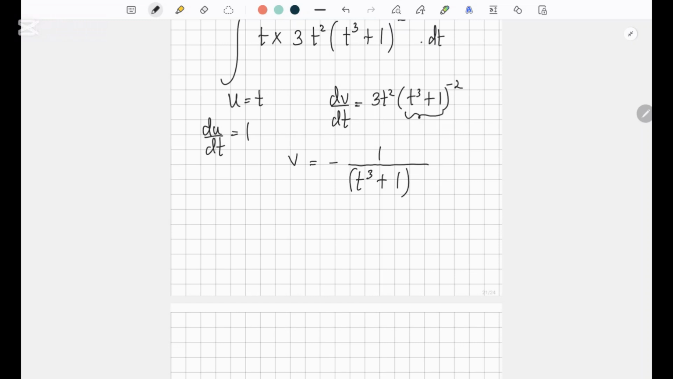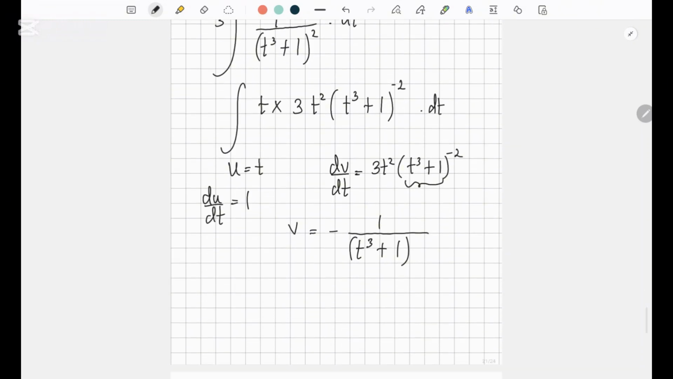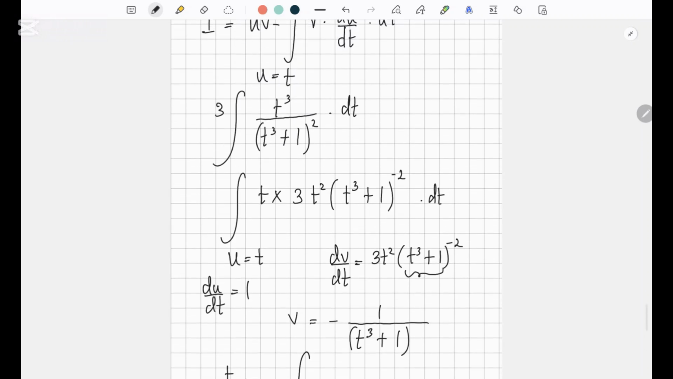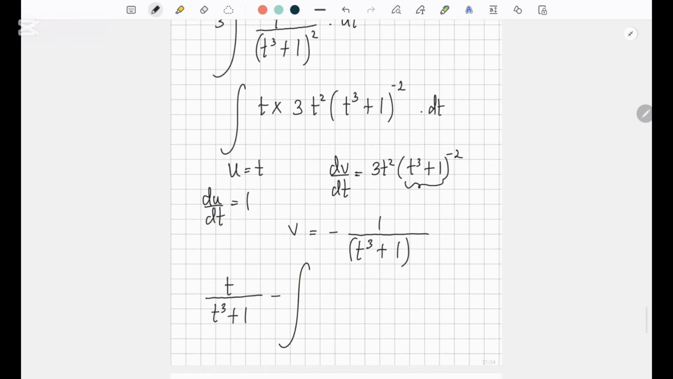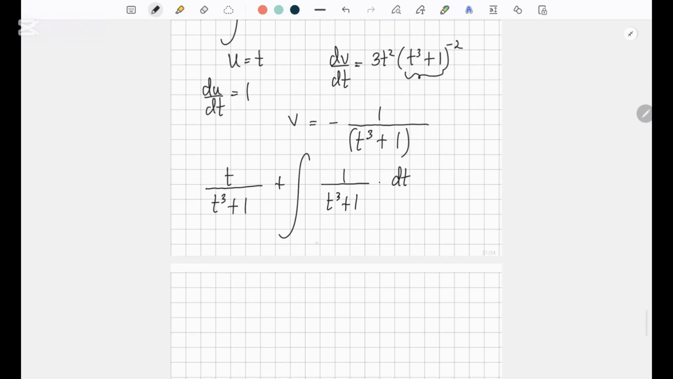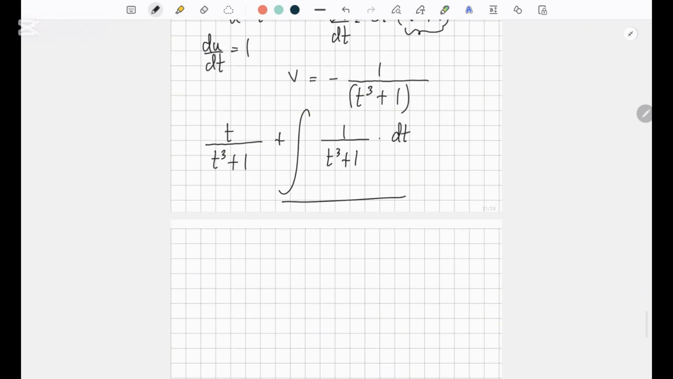Now using your formula, u into v is t over (t to the power 3 plus 1) minus v. So v is minus 1 over (t to the power 3 plus 1). So you have two negative values, so it would just be plus 1 over (t to the power 3 plus 1) dot dt. This is what you have to integrate. Once you integrate that, you'll get your final answer.